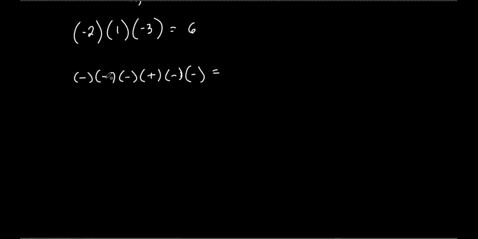Let's count up how many negatives I have. I got 1, 2, 3, 4, 5. I got 5 negatives. That's an odd number, isn't it? So an odd number of negatives is always going to give you a negative answer. It's going to be what? It's going to be negative. An odd number of negatives is always going to be negative.